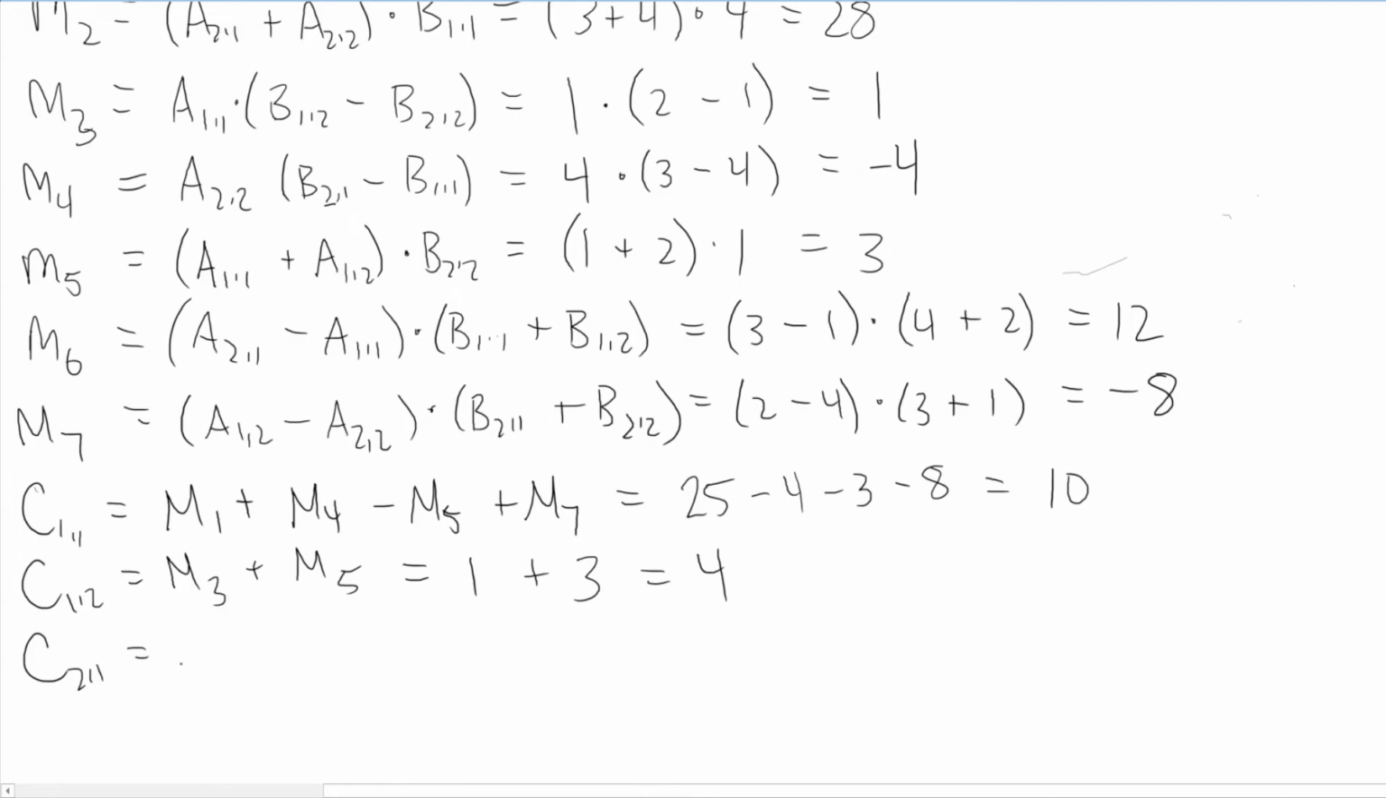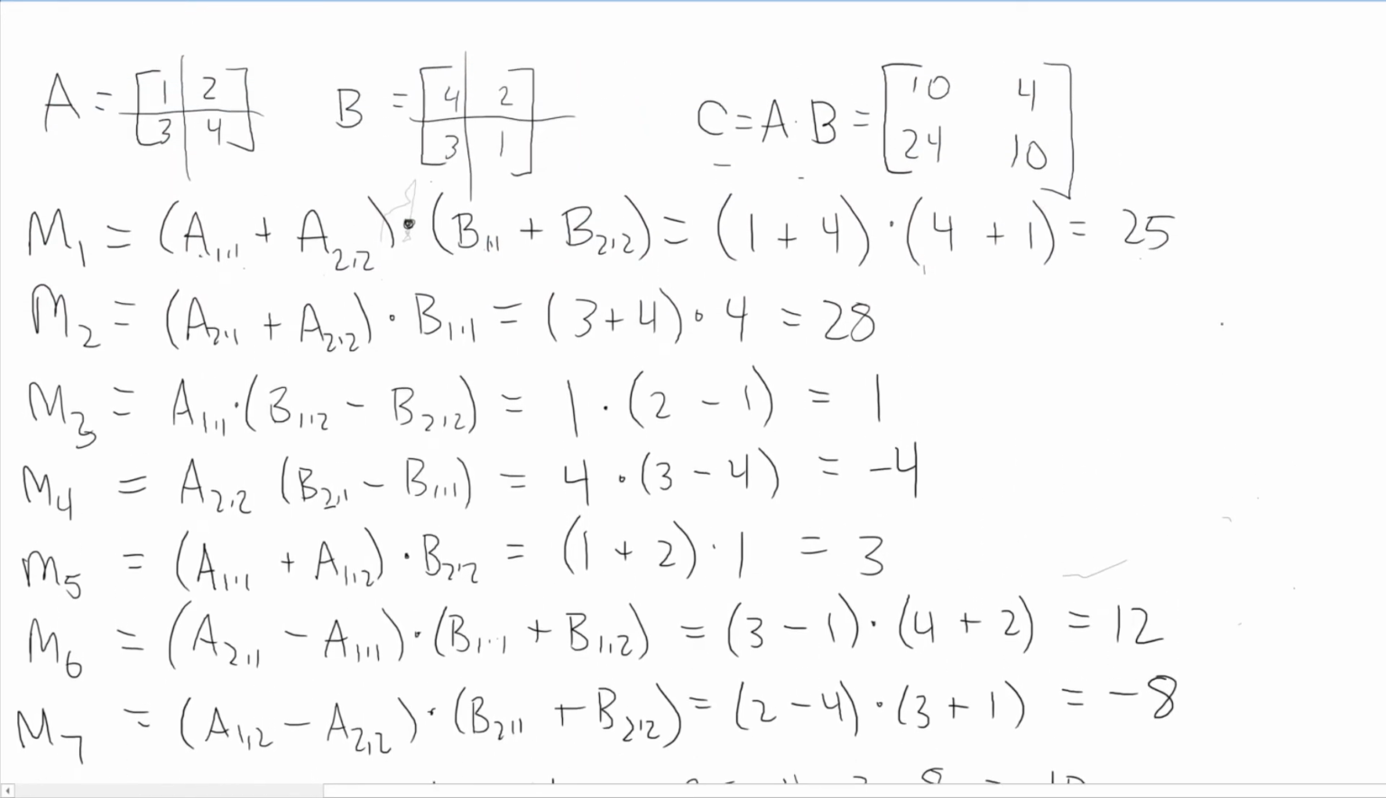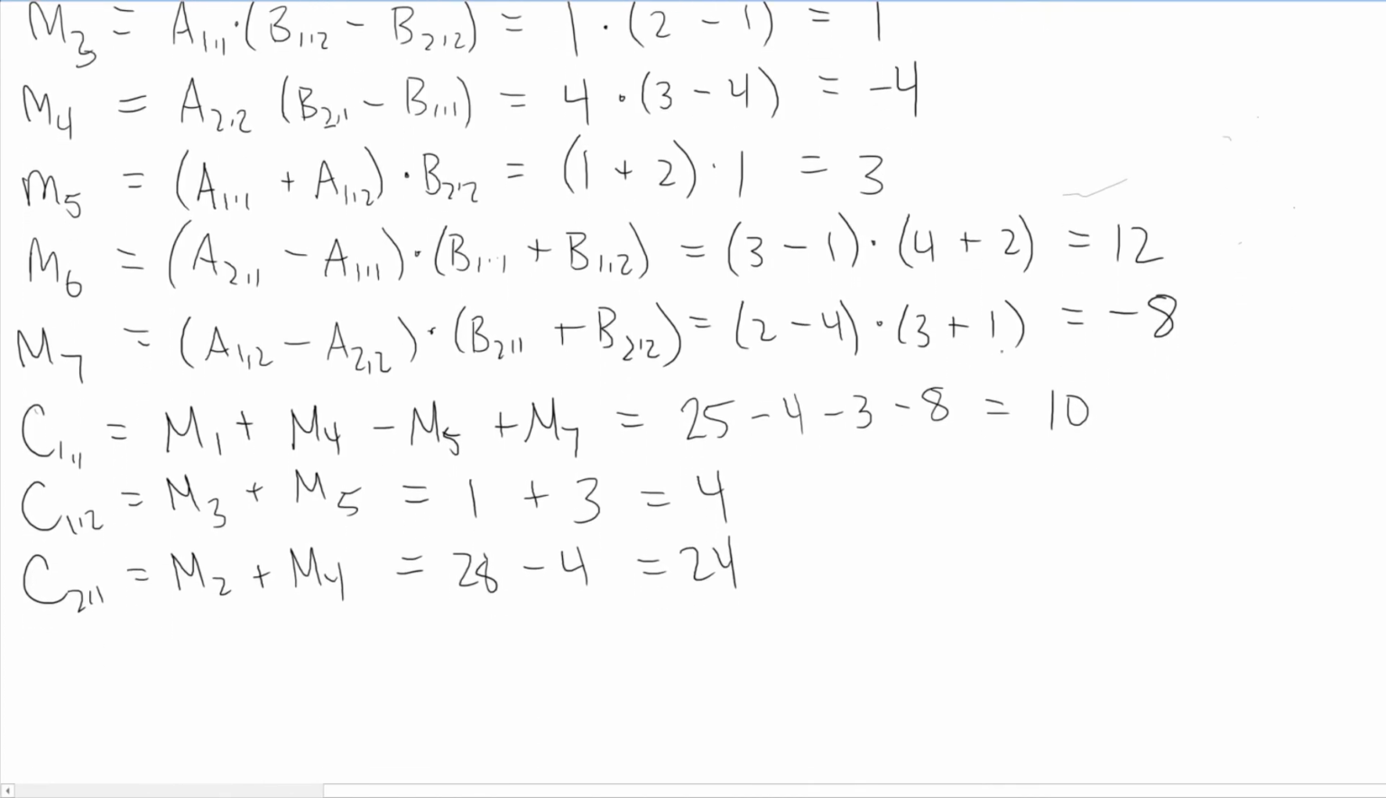So let's keep going. C21 is going to be an M2 plus an M4. Our M2 was 28, and our M4 is minus 4. So adding it on, we get 28 minus 4, which is 24. Let's go back up and check. Sure enough, 24. Okay, our last one we're looking for here is another 10.